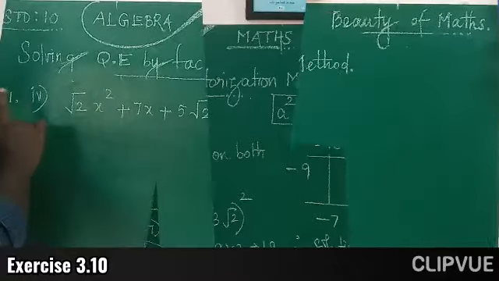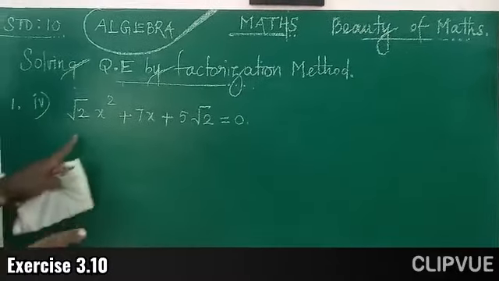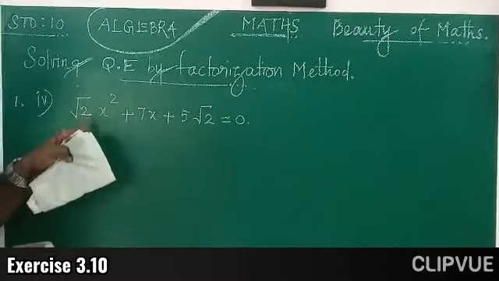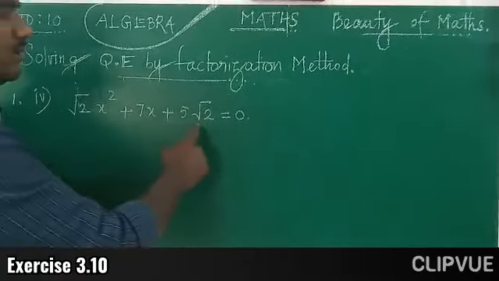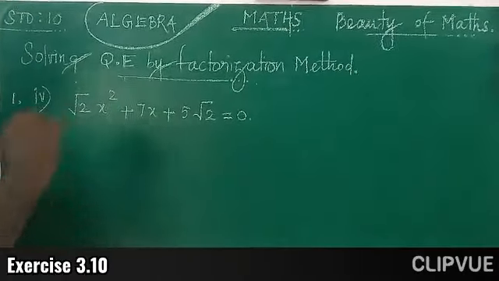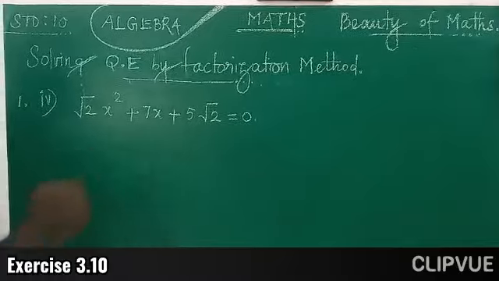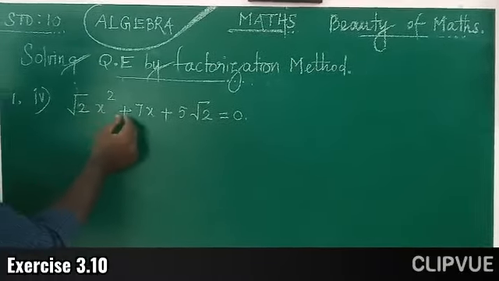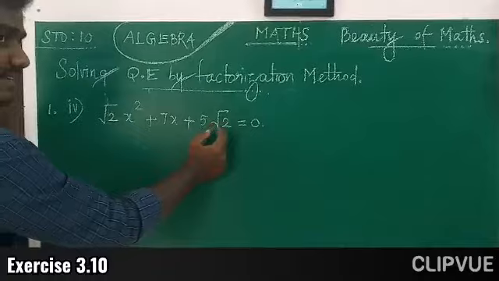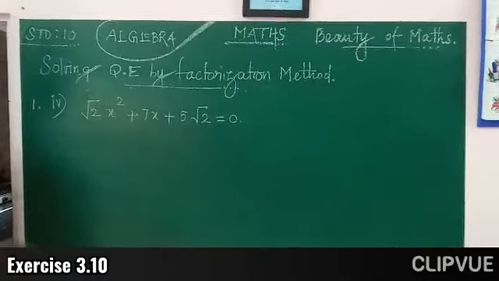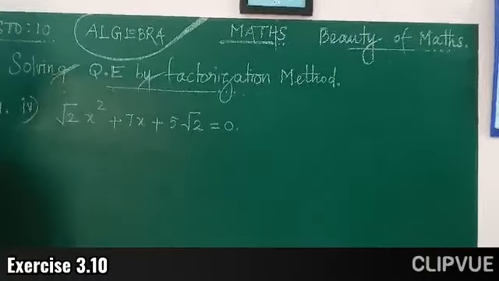Exercise 3.10, first question, fourth subdivision. The question is square root of 2 x square plus 7x plus 5 root 2 is equal to 0. Actually it is in the standard form of quadratic equation, ax square plus bx plus c is equal to 0.